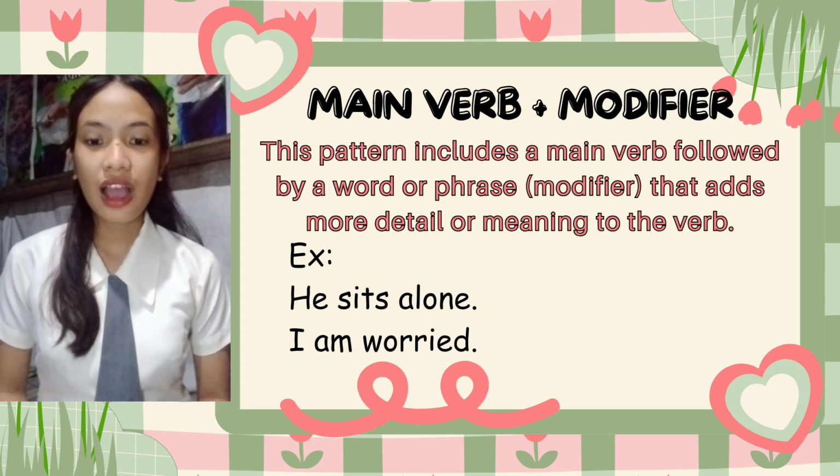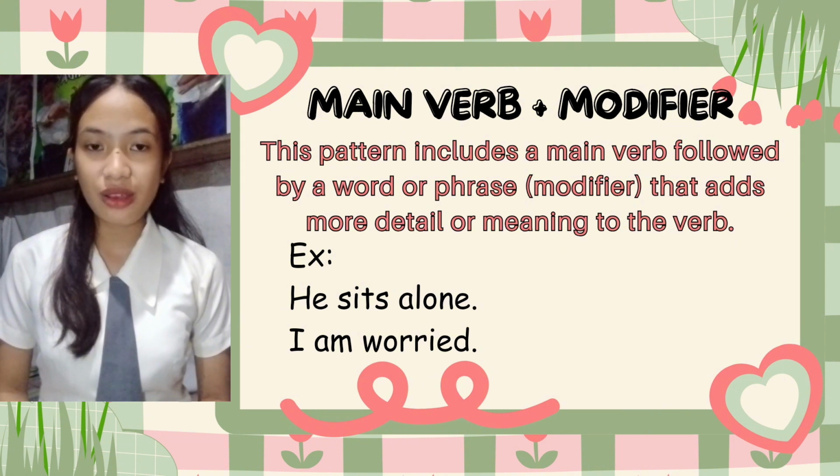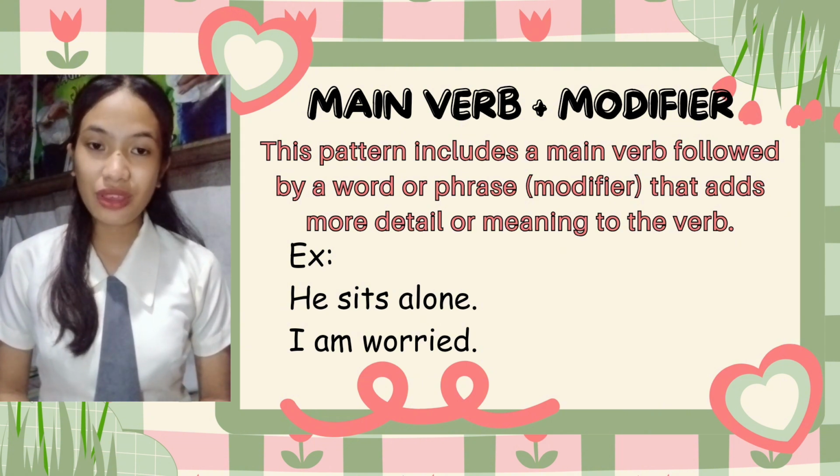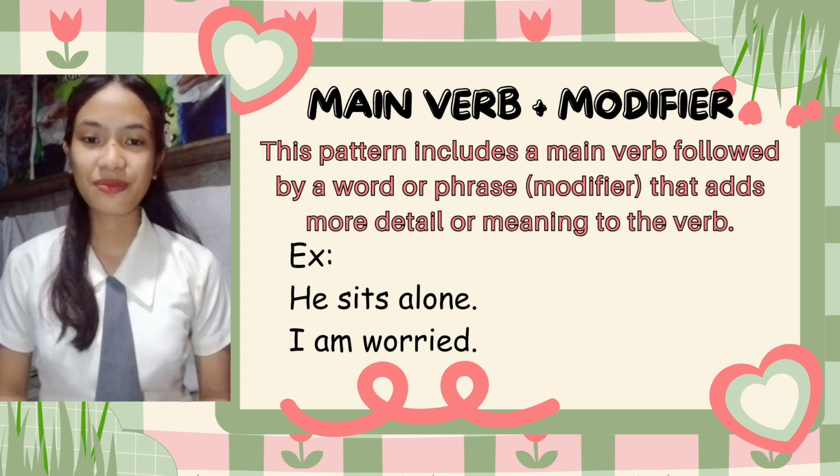Another example, I am worried. The main verb am is followed by the adjective worried, describing the subject's state.